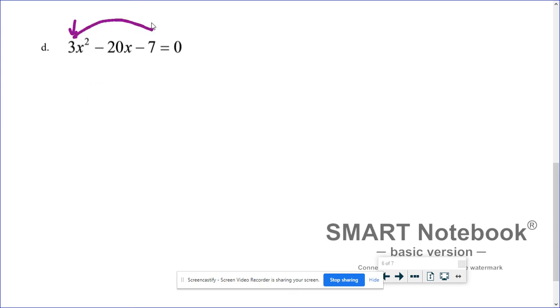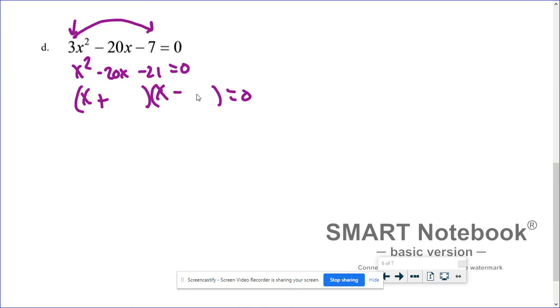All right, so I'm taking that 3, multiplying it over. You get x squared minus 20x minus 21. Now I'm going to unfoil. So x goes here and here. Multiplying to a negative, so go opposite signs. What multiplies to negative 21 and adds to negative 20? I'm going to put negative 21 here and 1 here. Again, make a chart if you need to make a chart to find that pair. Because 1 times negative 21 is negative 21. 1 minus 21 is negative 20.